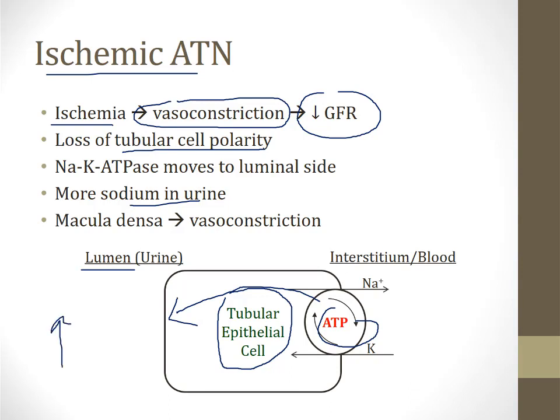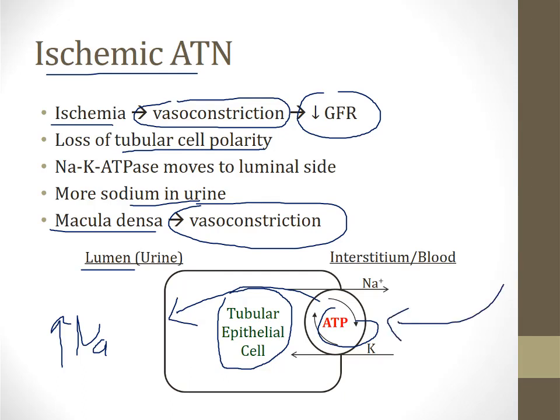This leads to more sodium in the luminal side, and that sodium will travel down the lumen of the nephron, and it will be sensed by the macula densa. And then the macula densa will do what it normally does as part of tubuloglomerular feedback. It will trigger vasoconstriction. So by this mechanism, when you get ischemia, not only do you get death of tubular epithelial cells, but you get this sodium-potassium ATPase pumping more sodium into the urine, and that leads to vasoconstriction, which makes the whole problem worse.